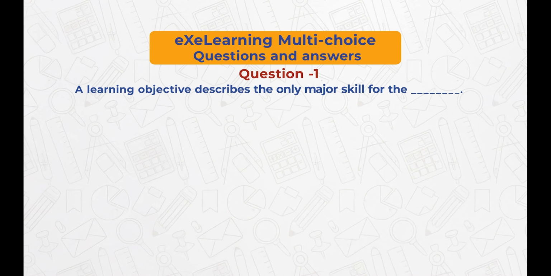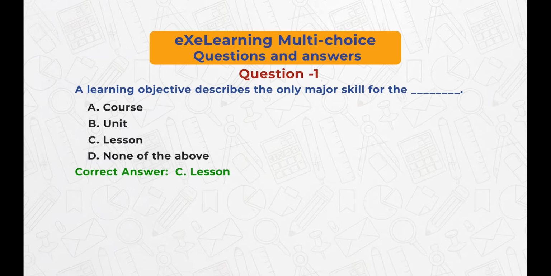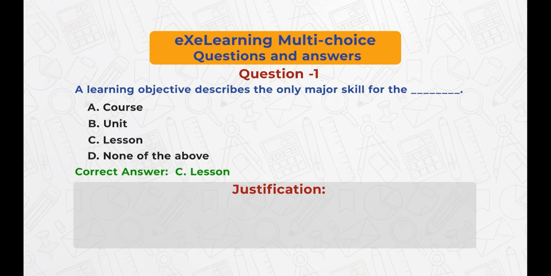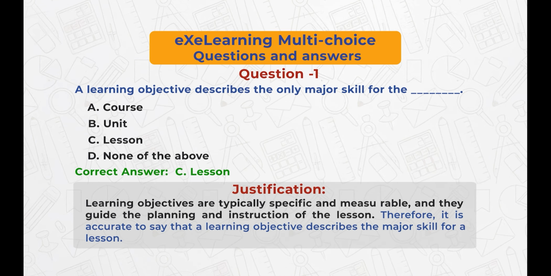Now, what you can see on the screen is one of the multi-choice questions and the relevant answers. As a teacher, you have to create a set of question banks in the format of multi-choice questions. Here you can see question number 1: the learning objective describes only the major skill for the, and the answer is lesson or lessons. The correct answer is lessons. Then the justification is also there.